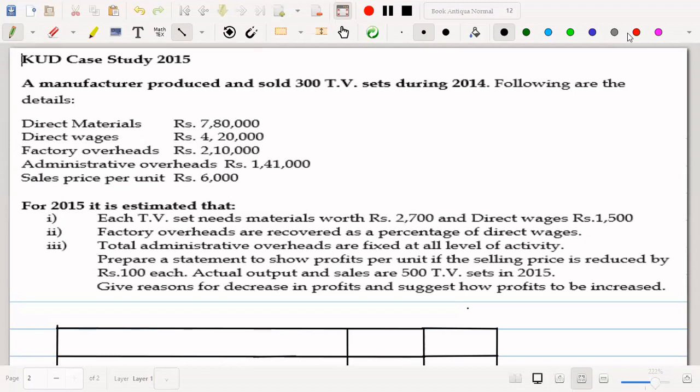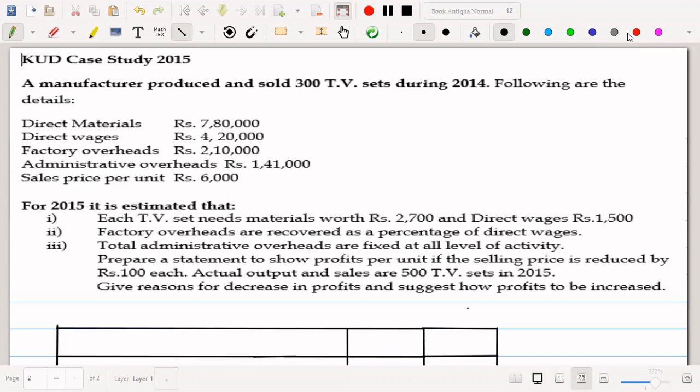Students, let's solve this case study today. This was taken from Karnatak University, Dharwad question paper, which was asked for 15 marks in the year 2015. First, let us read the question. A manufacturer produced and sold 300 TV sets during 2014. Following are the details. Direct materials, rupees 7,80,000. Direct wages, rupees 4,20,000. Factory overheads, rupees 2,10,000. Administrative overheads, rupees 1,41,000. Sales price per unit, rupees 6,000.